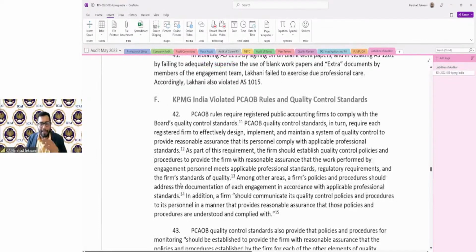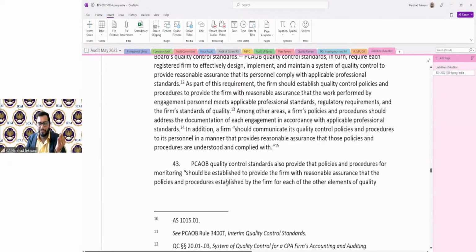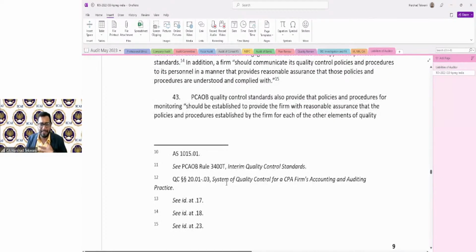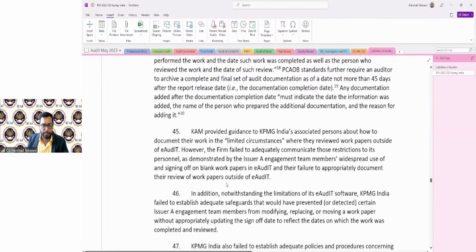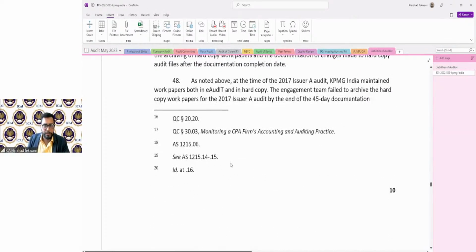Generally, the PCAOB quality control standard says to establish quality control procedures, so that there is quality. That is the expected standard care from us as part of the PCAOB. Now, I'll just show you the particular part that I want to show you.